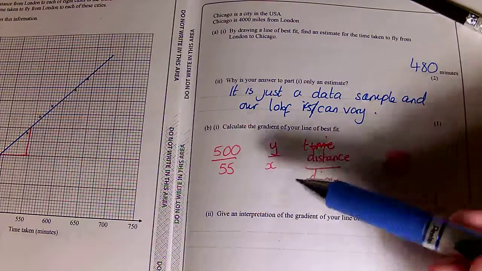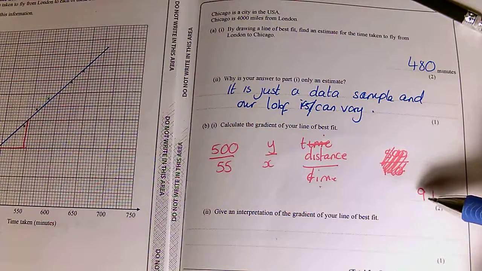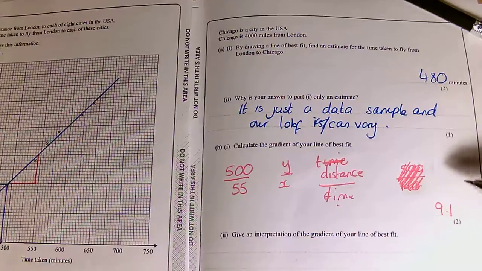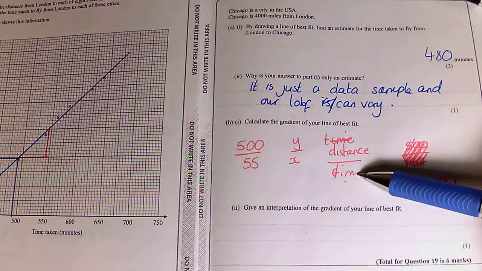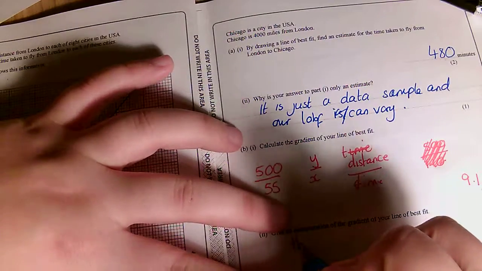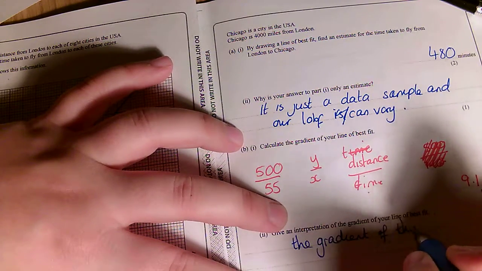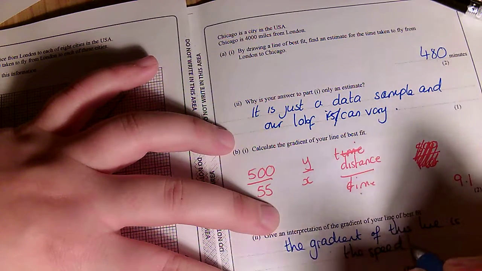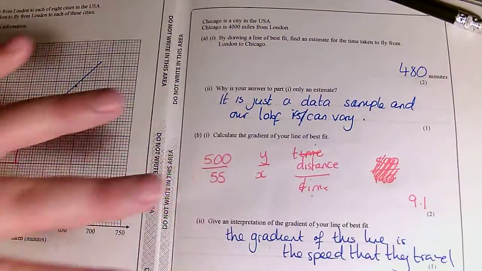1 mark for getting this bit, second mark for getting somewhere between, you probably need it to be between 9 and 10. So give an interpretation of the line of best fit. Well, hang on. I know that distance divided by time equals speed. So the gradient of this line is the speed that they travel.